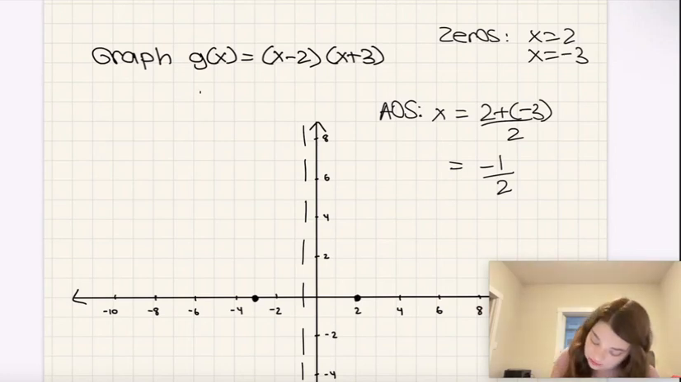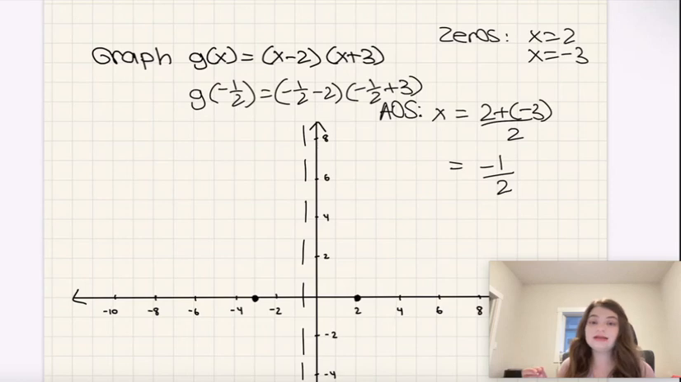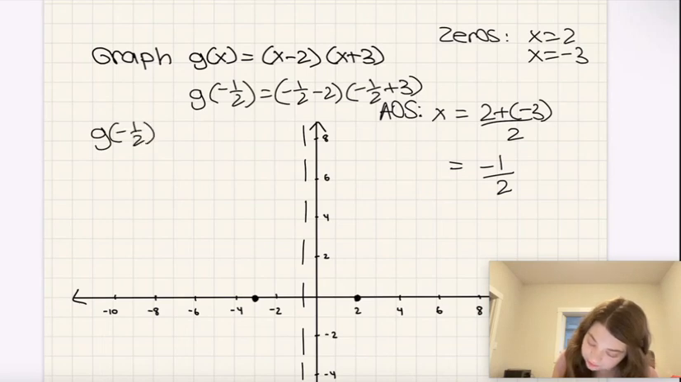So to find g of x, or g of -1/2, we're just going to plug in -1/2 wherever we see x. So we're going to get -1/2 minus 2, and then -1/2 plus 3, right? Essentially, all I did is rewrite the equation above, except everywhere I see x, I wrote -1/2, because we want to know what g of x is when x is -1/2. So then we have g of -1/2 is equal to -2.5 times 2.5.